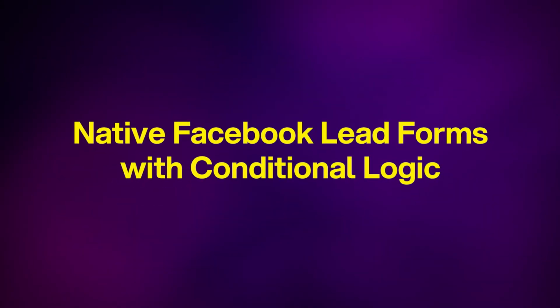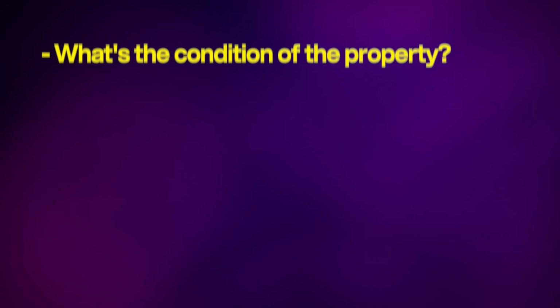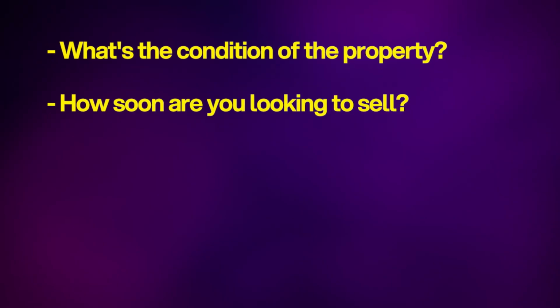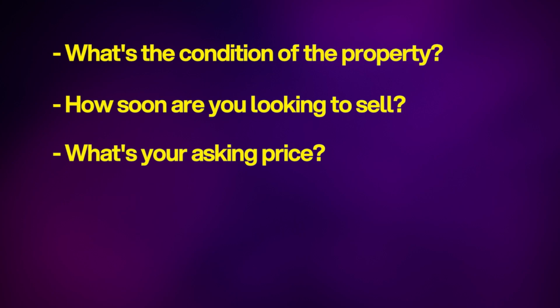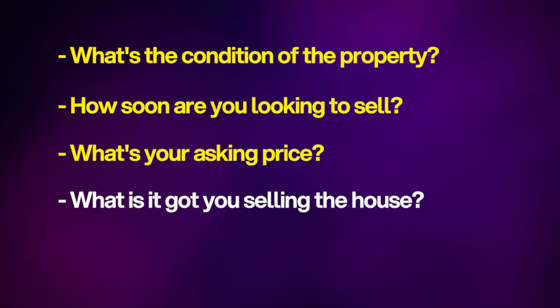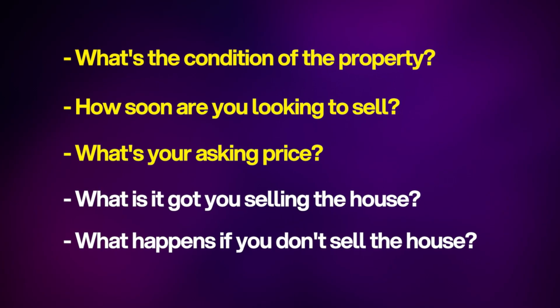Start by using native Facebook lead forms with conditional logic. Create lead forms that qualify leads based on their motivation and their needs. You gotta ask pain point focused questions, such as, what's the condition of the property? How soon are you looking to sell? What's your asking price? But most importantly, what is it that got you selling the house? What happens if you don't sell the house? If a lead selects an unqualified option, for example, they're not ready to sell, you gotta disqualify them automatically and send them to another thank you page, or just ultimately send them to a setter to see what's going on.